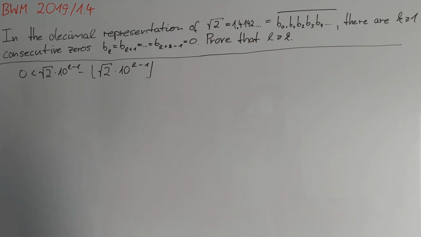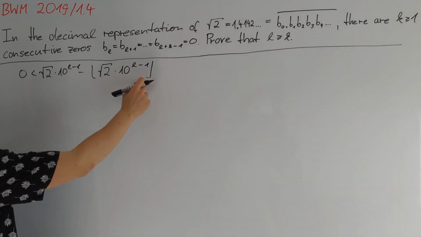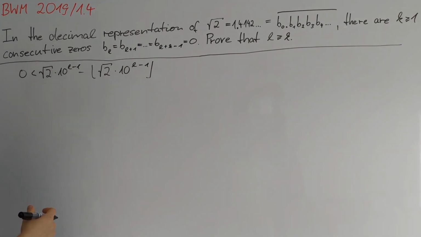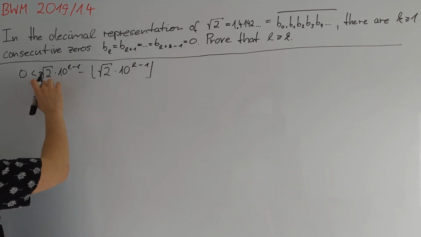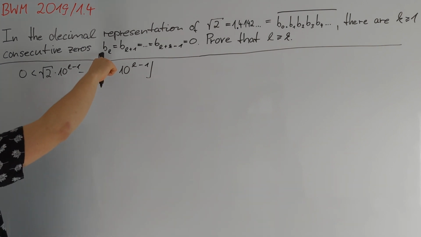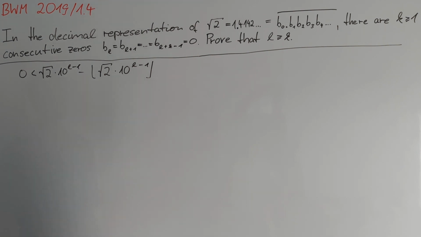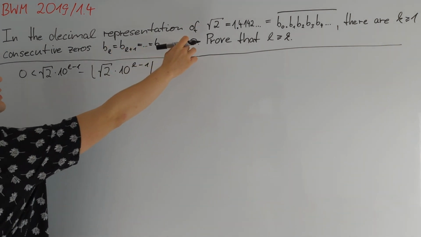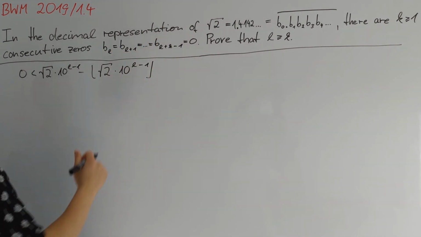Due to the definition of the floor function, it is less than 1, and so all of the decimal digits before the decimal point are equal to 0. Furthermore, this is an integer, and so all of the decimal digits after the decimal point are equal to those of square root of 2 times 10 to the L minus 1. And we have already noted that they start at b_L and then b_(L+1) and so on. But those are all equal to 0 up to b_(L+k-1).